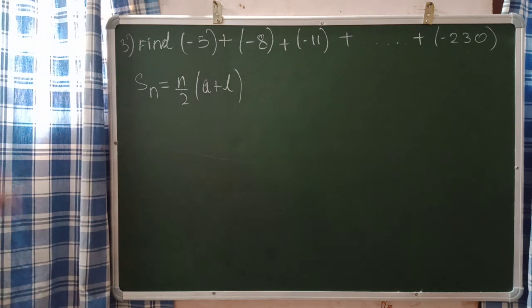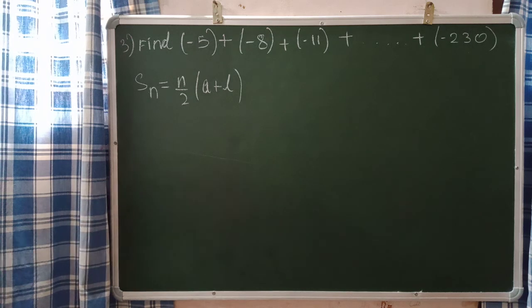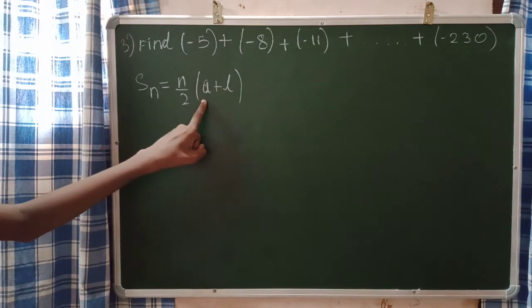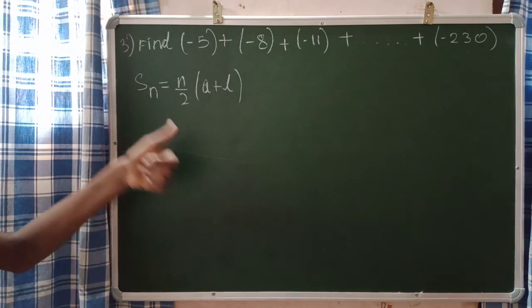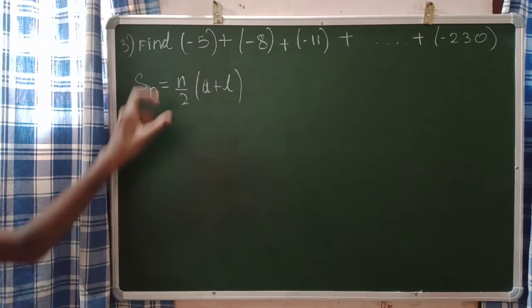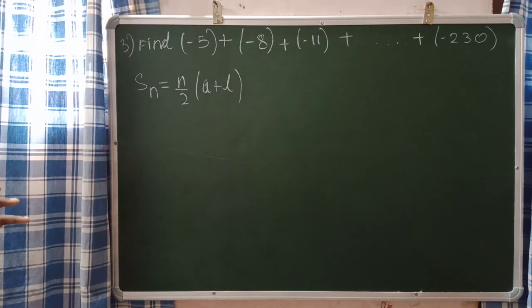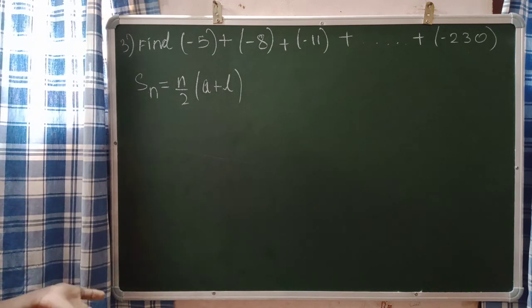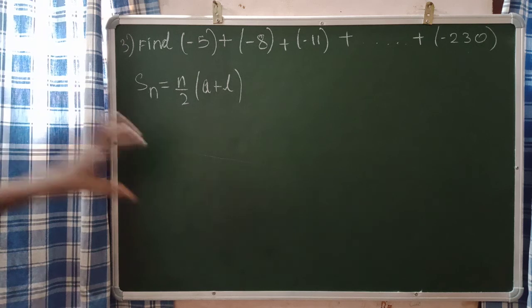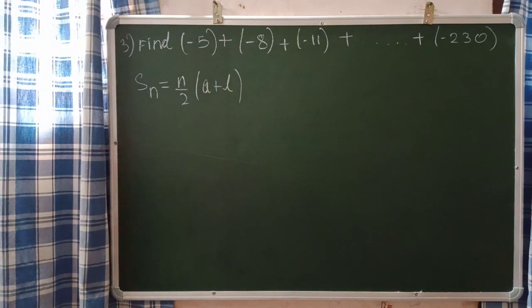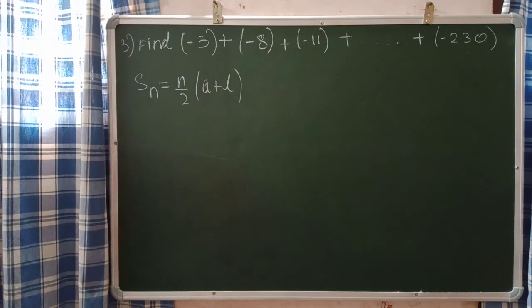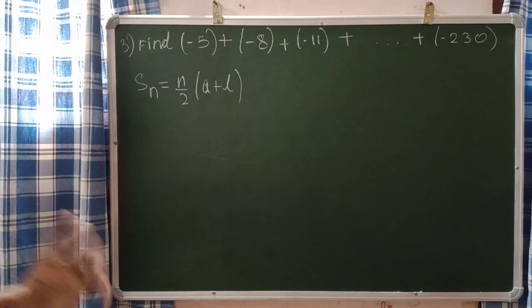But here there's also one problem in this formula. We know the first term a, we know the last term l, but do we know the number of terms? Of course not. So before applying this formula, I need to find the number of terms. How will I find the number of terms? That's by using the general term formula.